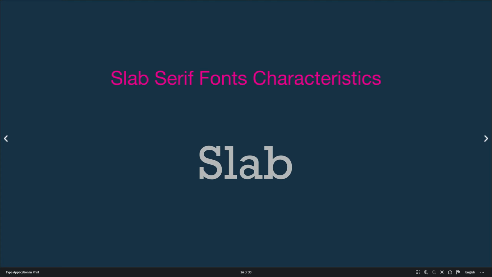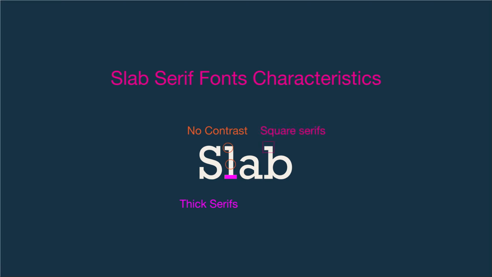Let's examine the key characteristics of slab serif fonts. Their hallmark is the thick, block-like serifs that give the typeface weight and presence. They generally have little to no stroke contrast, creating a solid, uniform appearance. The serifs are square or rectangular rather than bracketed or tapered, adding to the bold, geometric feel. And the stress is vertical, giving the text a stable, structured rhythm. Together, these features make slab serifs highly legible and visually striking, especially in headlines and display text.